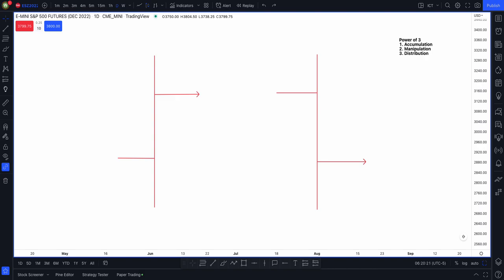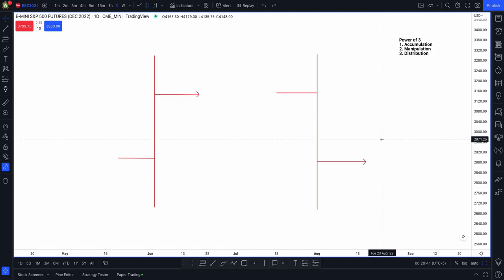But for now, guys, let's go straight into it and let me explain to you my understanding, my viewpoint of the power of three, okay? So guys, as it says in the name, the power of three has three different concepts within it, or three different phases I can phrase that as. Accumulation, number one. Number two is manipulation. Number three is distribution, okay?